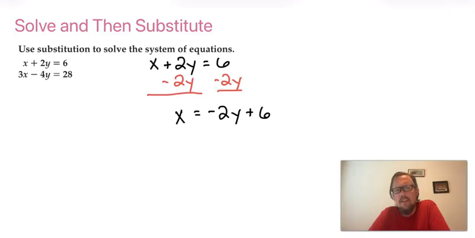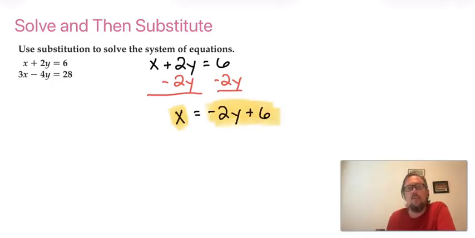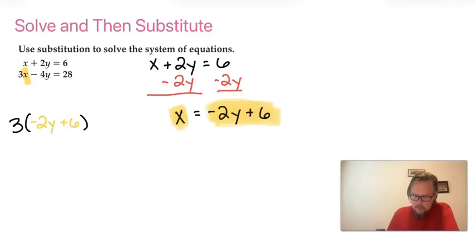So it's important to have an isolated variable in a substitution problem because now in our second equation we can replace our x's with negative 2y plus 6. So when we look at that second equation, 3x minus 4y equals 28, the x right here can now be replaced with negative 2y plus 6. And the only thing we have to keep in mind when we do that substitution is that the thing that we substitute needs to go in parentheses so that the 3 is being multiplied by both the negative 2y and the plus 6. So as long as we use parentheses, we are good to go here.